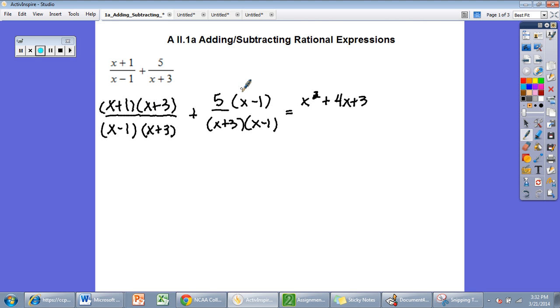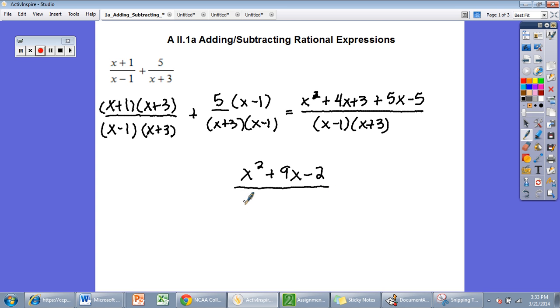And then here we're going to go ahead and distribute our 5 so that we have 5x minus 5. Okay, so that's our entire numerator. And now we have our like denominators, which is the x minus 1, x plus 3. And it doesn't matter what order we write that in. So now we want to go ahead and combine our like terms, making sure we write everything in order. So we have x squared plus 9x minus 2.